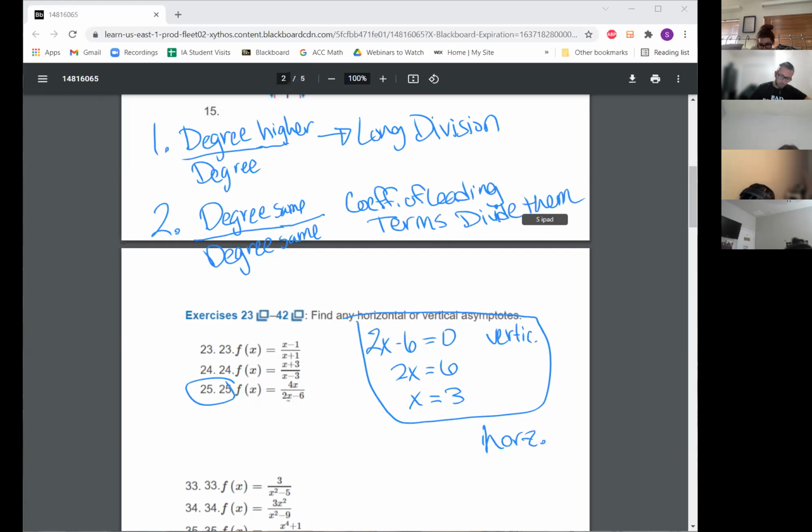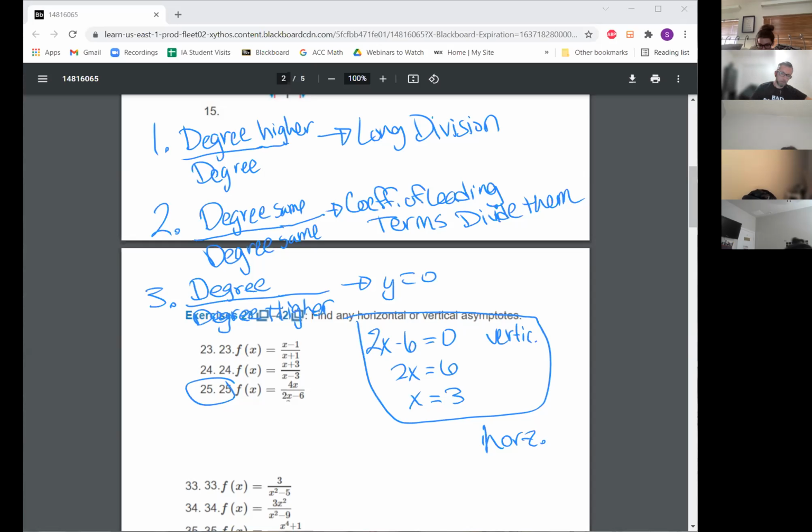Okay. And then the third option is if the degree on bottom is higher. If the degree on bottom is higher, then our asymptote is automatically y equals 0. So that's an easy one. Those are the three different situations you can run into with horizontal asymptotes.